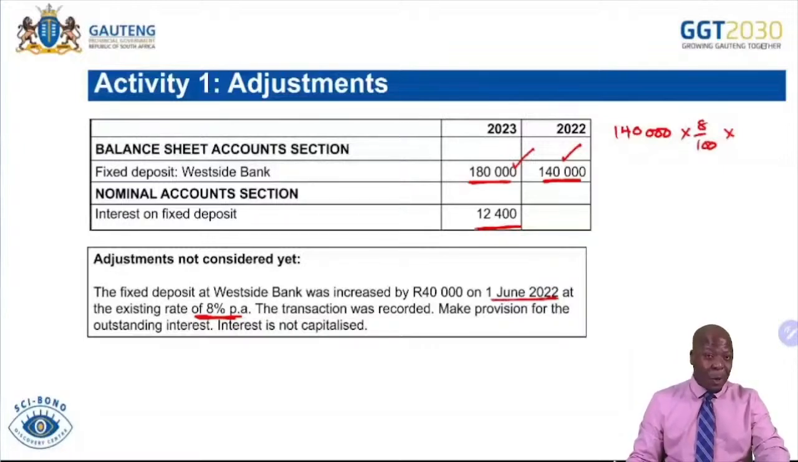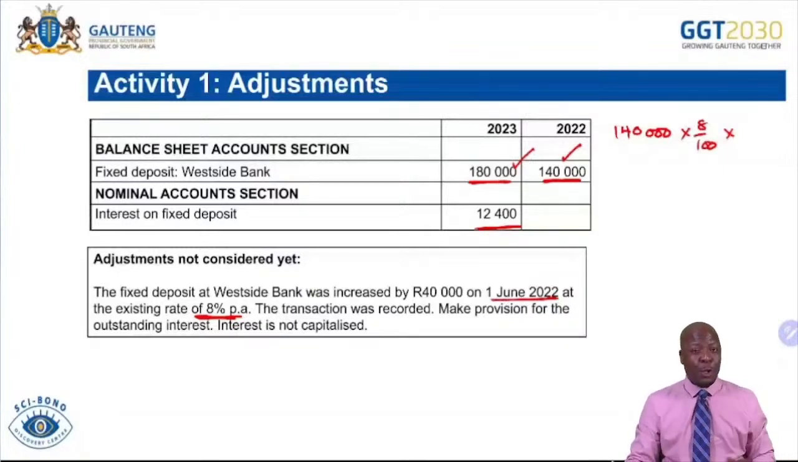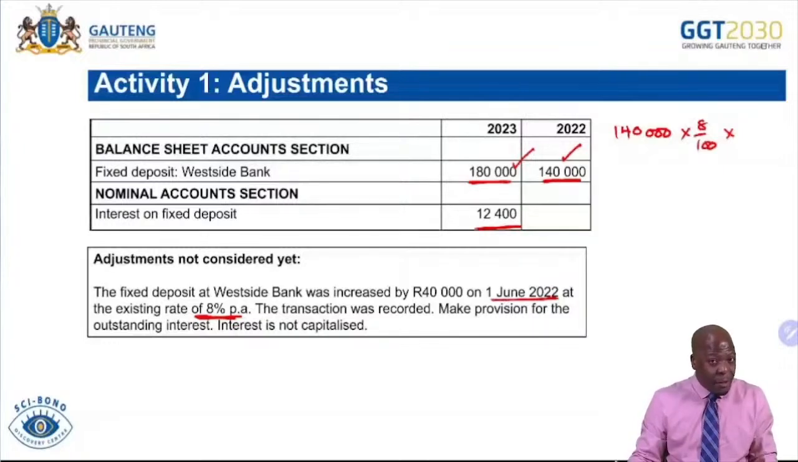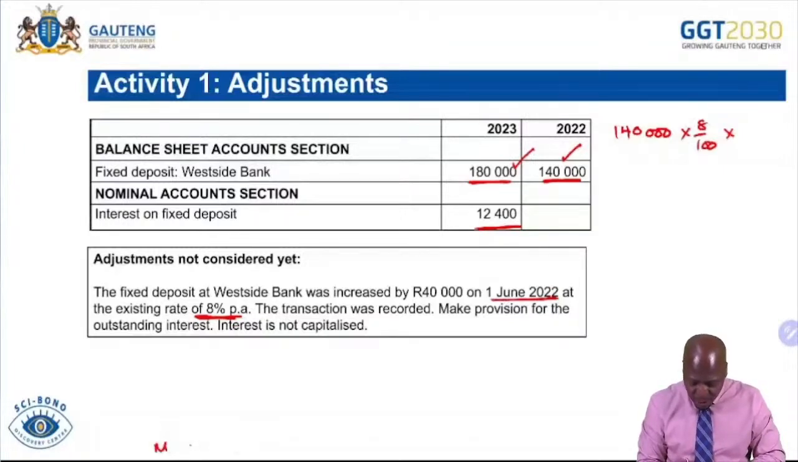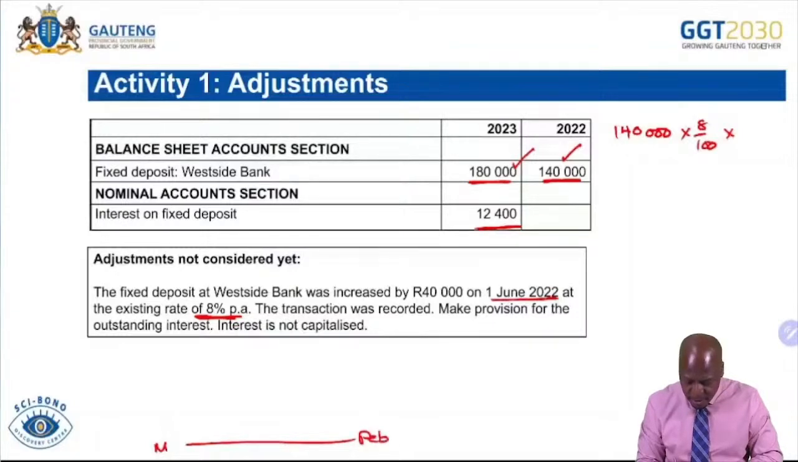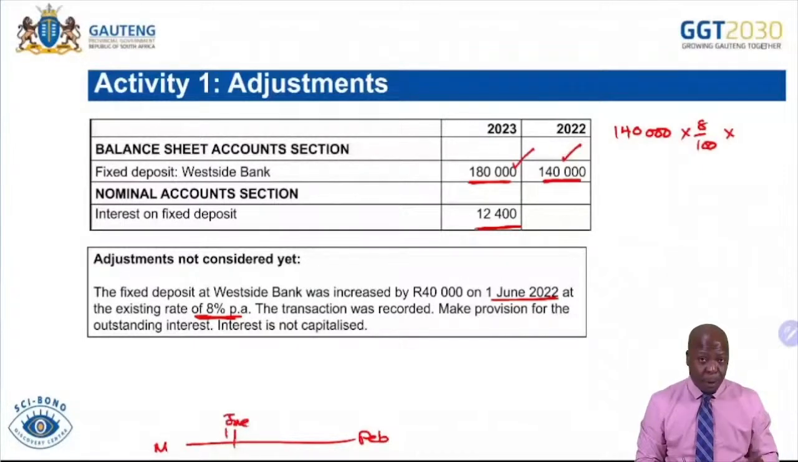When is the financial year beginning? Remember that? March. And when is it ending? February. So we are saying we're beginning it from March, the beginning of the financial year. All right, let's write it down. The financial year begins in March and it ends in Feb. However, the fixed deposit was increased on the 1st of June. On June 1, the fixed deposit changed.